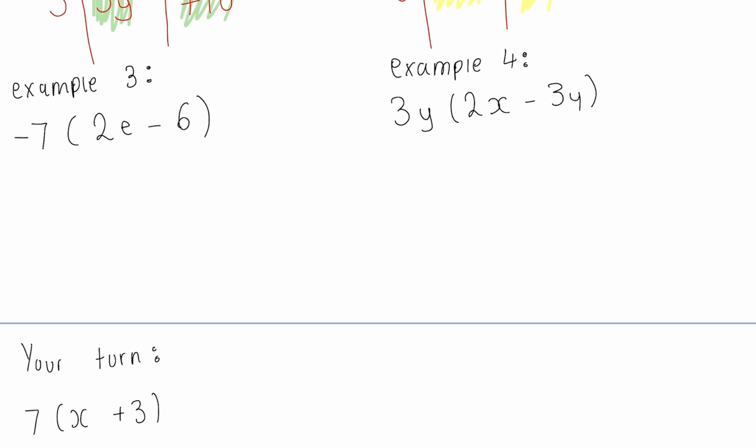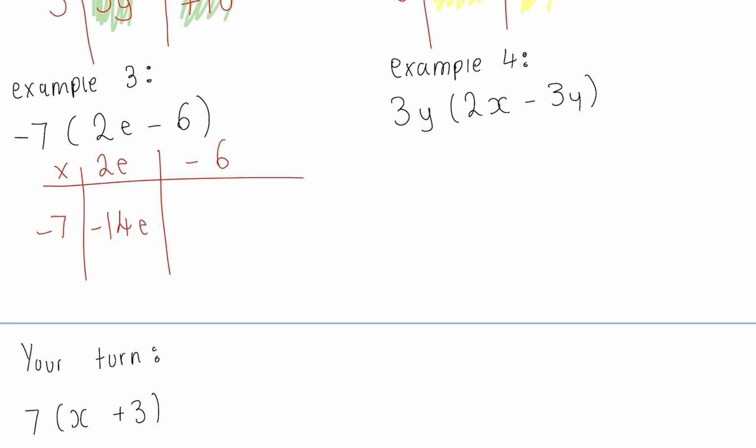So we're using the same idea. Setting up that grid method, putting what's on the outside there, and then on the inside I've got 2e and minus 6. Notice how I'm including the signs each time. That's just a really good habit to get into. So minus 7 times 2e is minus 14e. And then minus 7 times minus 6.